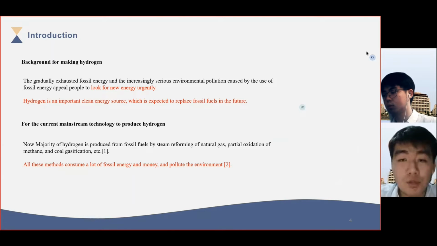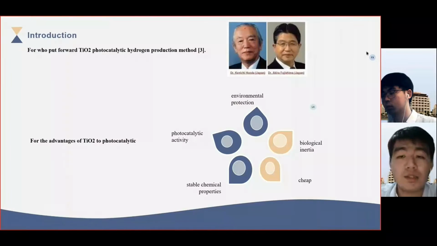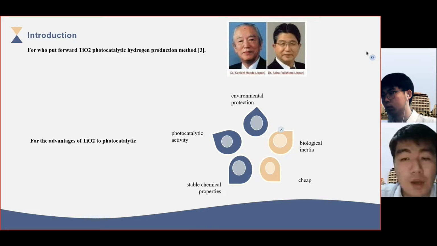So we try to change that. We know that water contains hydrogen atoms. Two famous Japanese scientists, Honda and Fujishima, put forward the use of titanium dioxide photocatalysis to make hydrogen. Titanium dioxide has the following advantages, shown here.